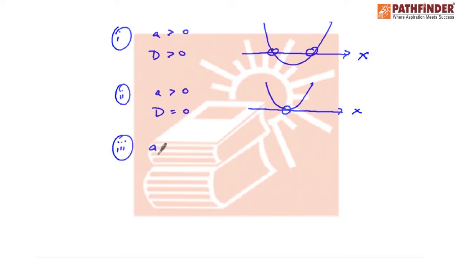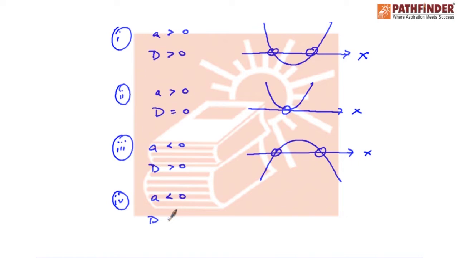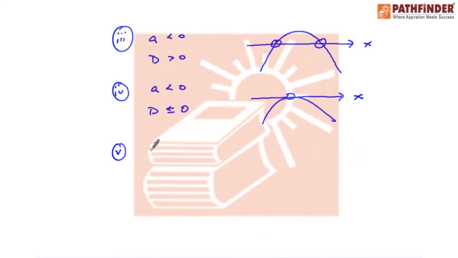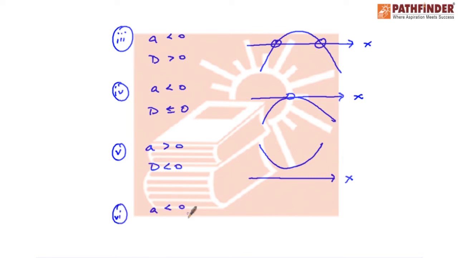If a is negative and d is positive, it's a downward concave parabola with two roots which are unequal and real, and hence two intersections. Similarly, a negative and d equal to 0 gives you a parabola that looks like this. If a is positive but d is negative, the parabola is upward concave with no real roots. So obviously this is how the graph shall look like. Finally, when a is negative and d is also negative, this is how the graph shall look like.